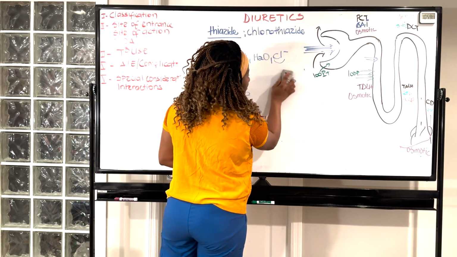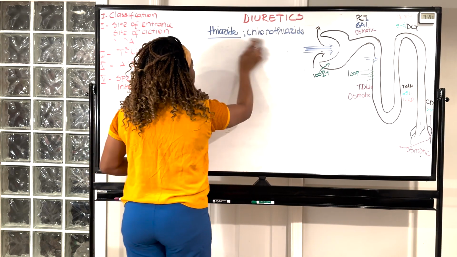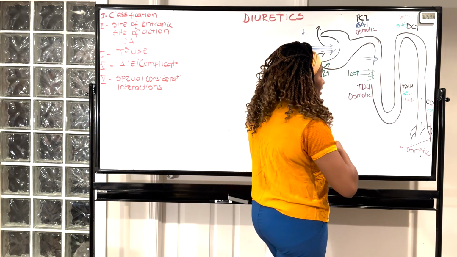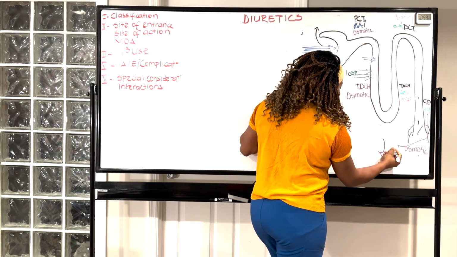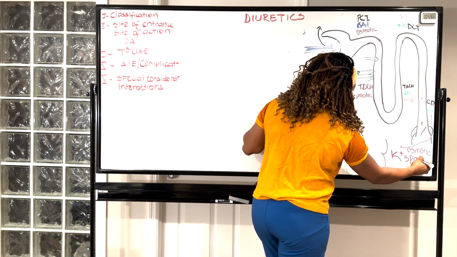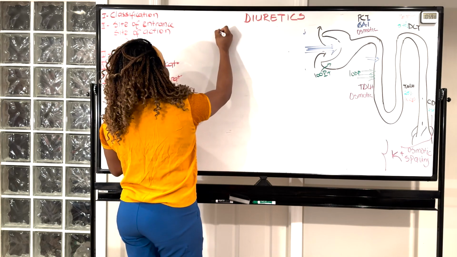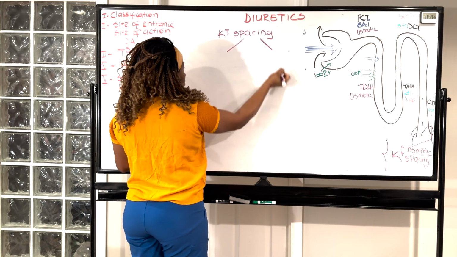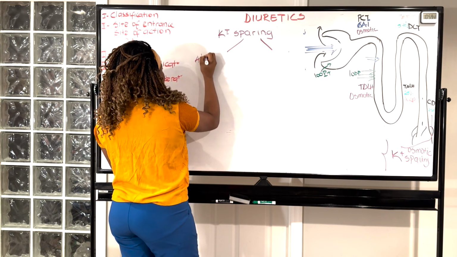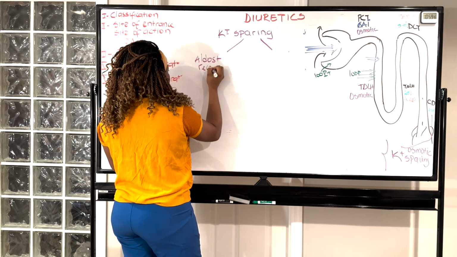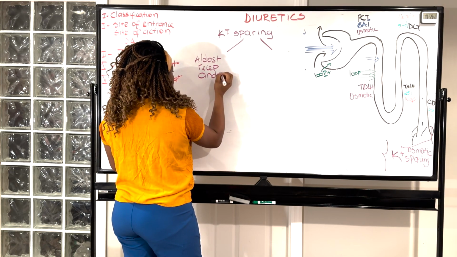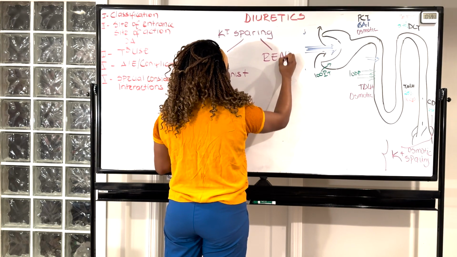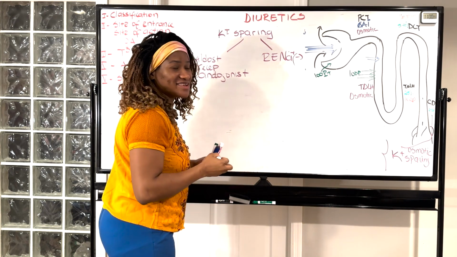Now we're going to talk about the last class, the potassium sparing. The potassium sparing are going to act here on the collecting duct. And we're going to have two classes in the potassium sparing. We're going to have the aldosterone receptor antagonist, and we're also going to have the renal epithelial sodium channel blocker. I call them the renal.